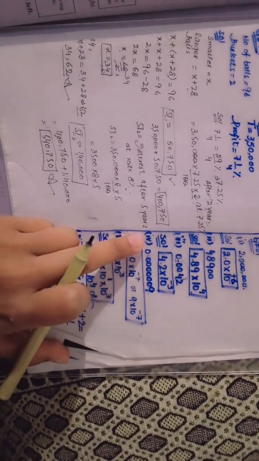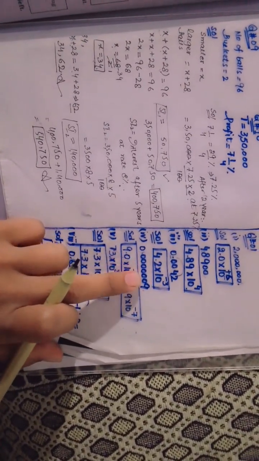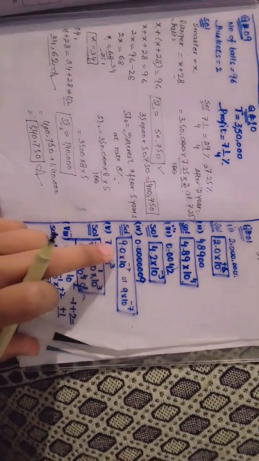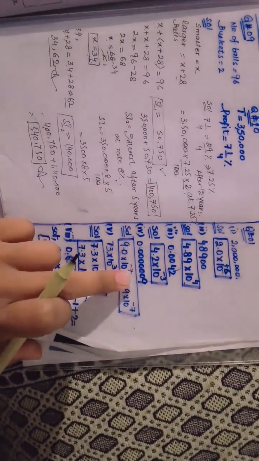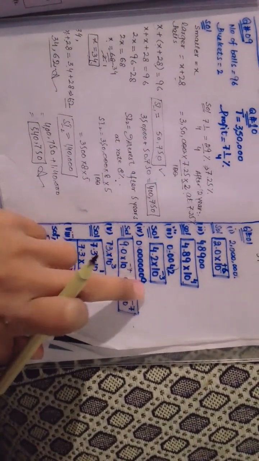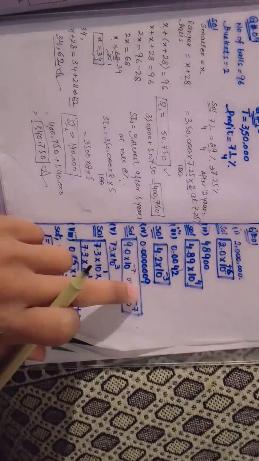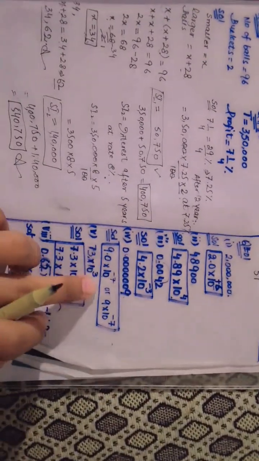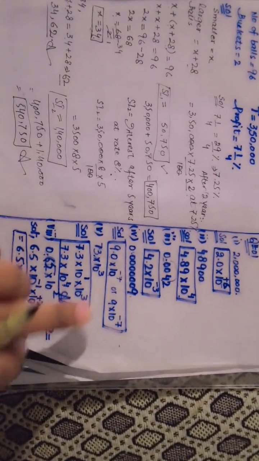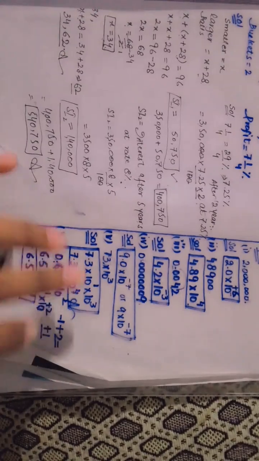So next question, question number 4, is 0.0000009. We can write here like 9.0 multiplied by 10 to the base minus 7, because 7 digits are moved. Write like this, and this, both will be same and both will be correct.